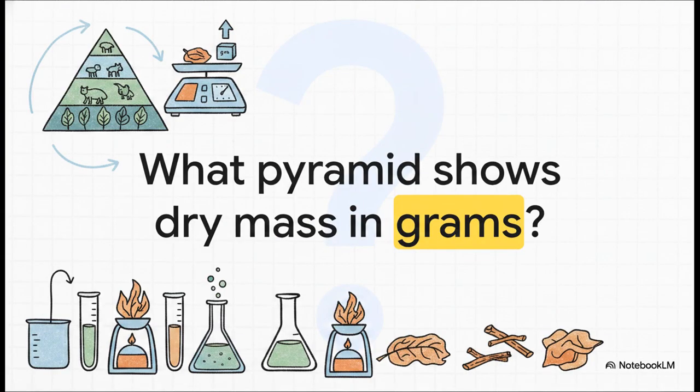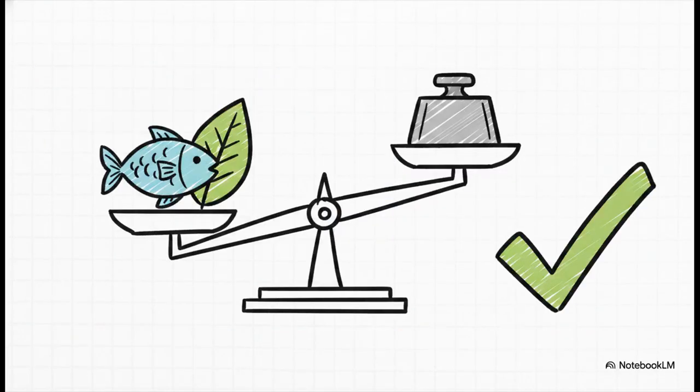Quick quiz 2. A pyramid shows the total dry mass of organisms in grams at each feeding level. What type is it this time? Is it A, biomass, B, numbers, C, energy, or D, population? Ask yourself, what does the word grams tell us here? Spot on. It's A, biomass. Grams are a unit of mass. In ecology, anytime we're talking about the mass of living material at a feeding level, that instantly means we're dealing with a pyramid of biomass. You guys are totally nailing this.